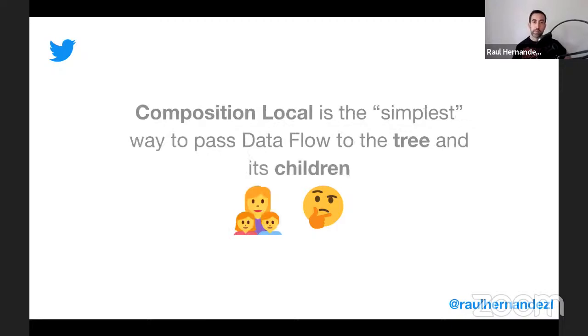Composition local is also a very interesting concept that Compose gives us. It's actually the simplest way to pass data flow to the tree and its children. So that means if you don't want to pass a parameter into all inner composables, you can use composition local to only provide this particular composition to one of the sub branches of your tree or the slot table. Meaning, as simple as that, if you are familiar with dependency injection, this is a kind of dependency injection, basically, in an upsell.